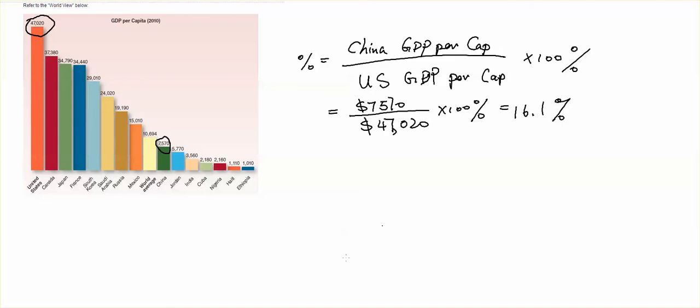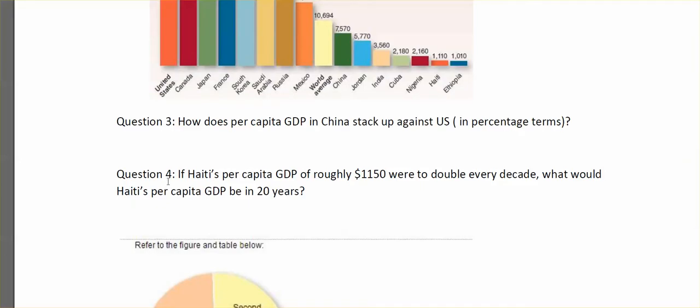Now let's look at question number 4. Number 4 asks, if Haiti's per capita GDP of roughly $1,150 were to double every decade. So what is 1 decade equal to? 1 decade equals 10 years. So the question asks you, what would Haiti's per capita GDP be in 20 years?